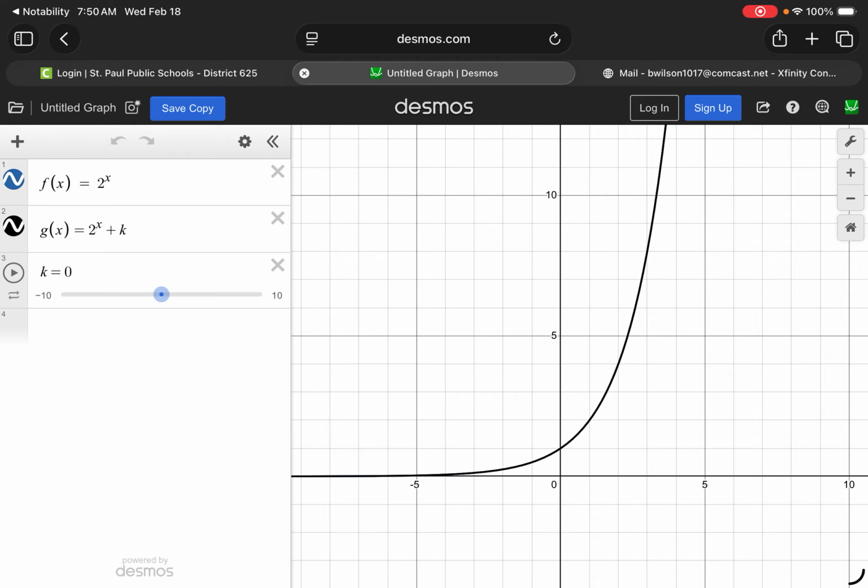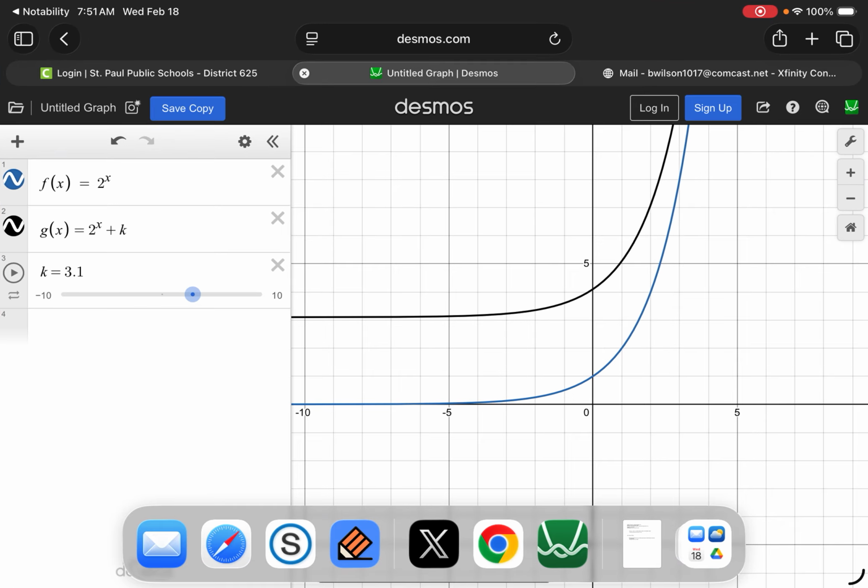So I'm going to move k around here. We see when k is positive, the black graph is going up. When k is negative, so if we're subtracting k, the black graph is going down. Right now, the black graph would be 2 to the x minus 3. Here, the black graph would be 2 to the x plus 3.1. So adding a number makes it move up, and subtracting a number makes it move down.